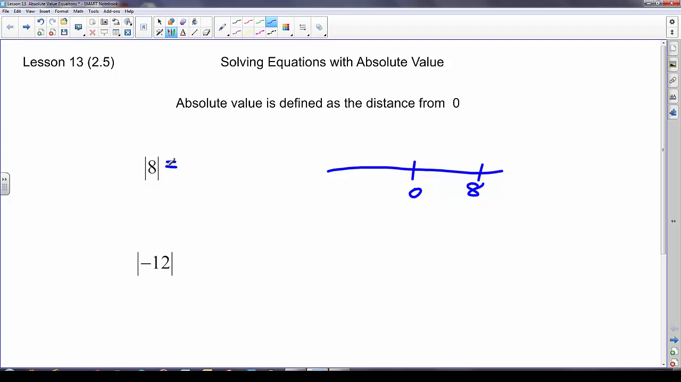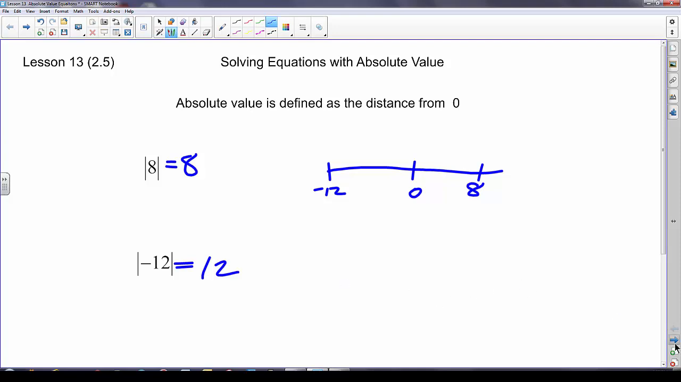Likewise, if I put a negative 12 out here on the number line and I count how many units from 0 to negative 12, I get a positive 12. We always think of the absolute value and distance both being a positive value.